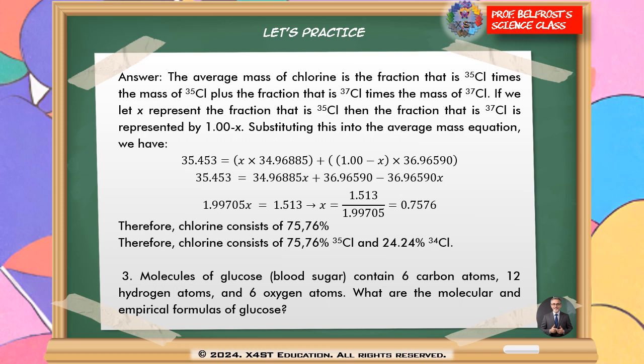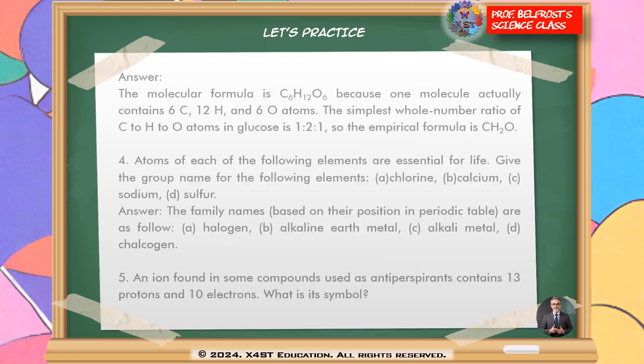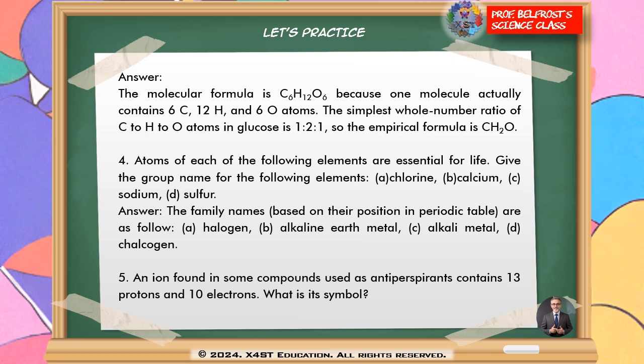I'm sorry. Third problem: molecules of glucose, blood sugar, contain 6 carbon atoms, 12 hydrogen atoms, and 6 oxygen atoms. What are the molecular and empirical formulas of glucose? It's very easy, right? The molecular formula is very clear: C6H12O6. Done. And the empirical formula is the simplest whole number ratio, 1 to 2 to 1, so CH2O. Done. Very easy.